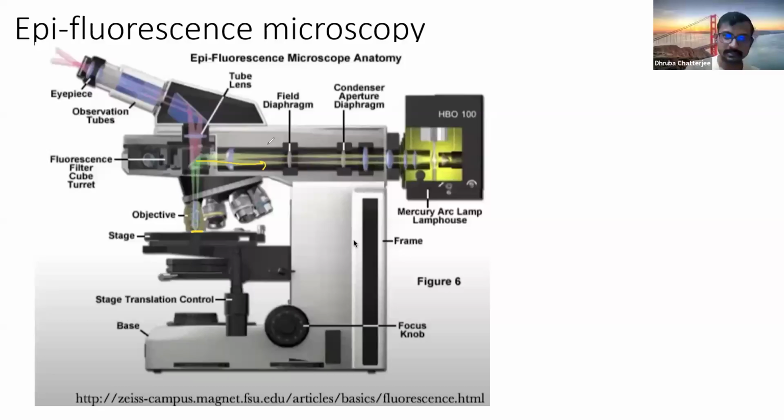This is something which has been addressed by another setup which has just one very simple, but very important addition. In the setup where you don't have that, you are collecting the information from all the different planes. That type of fluorescence microscopy is called the wide field or epifluorescence microscope.